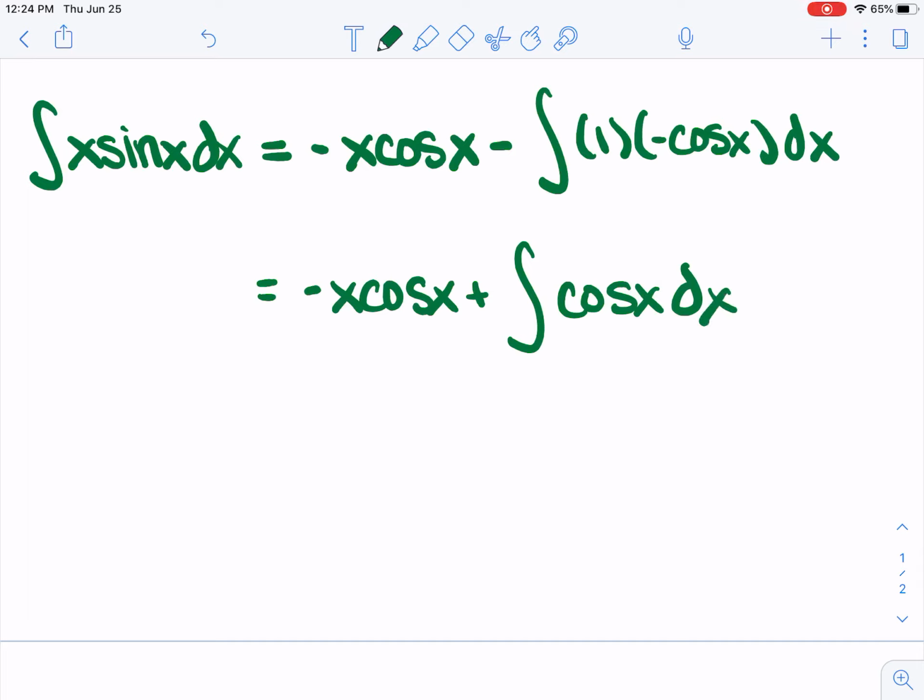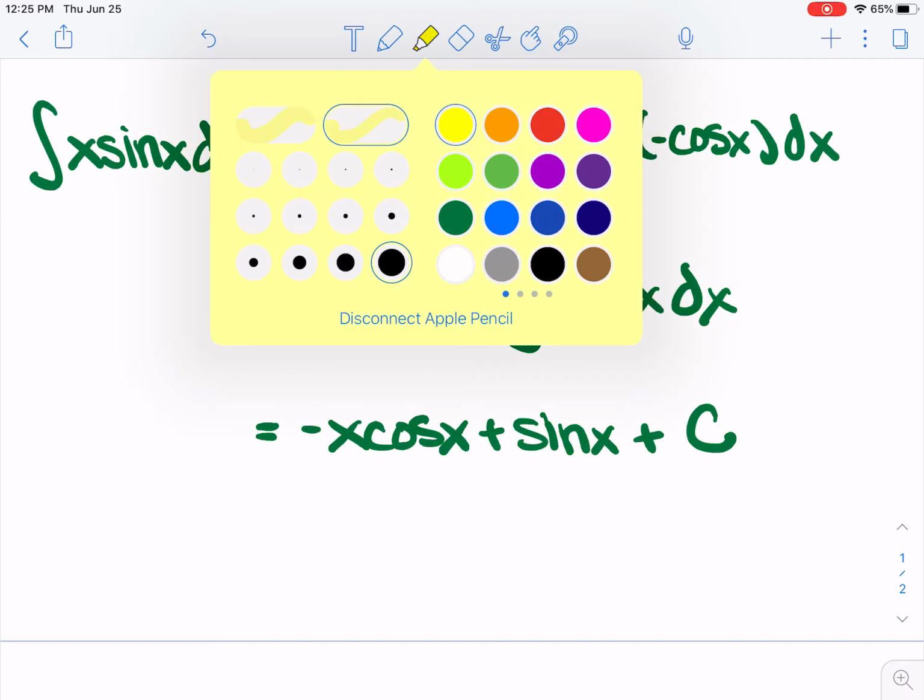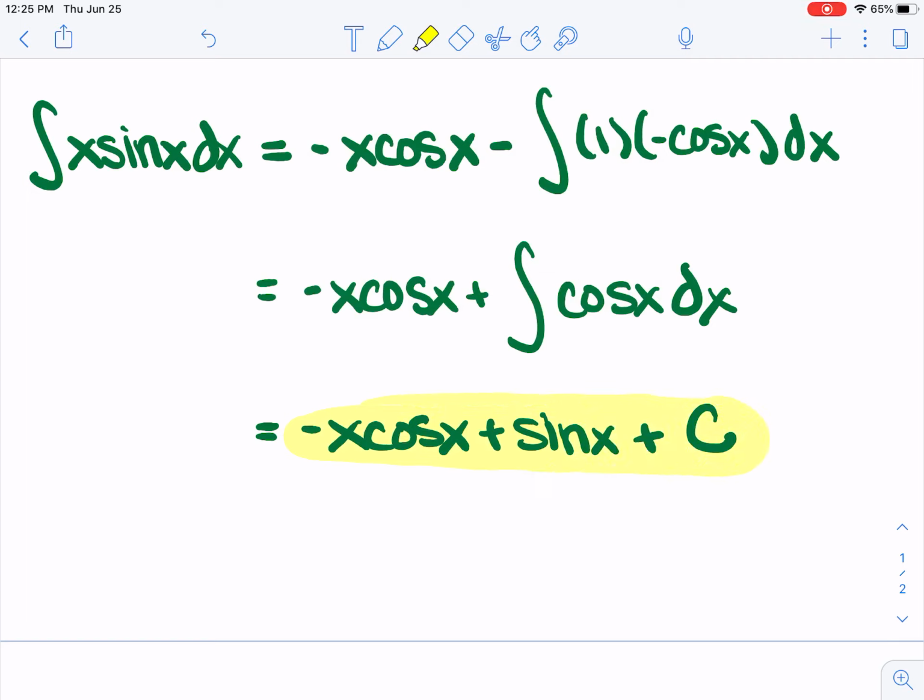Remember, the hope was that our new integral was easier than our original integral, and that is the case here because we know how to integrate cosine of x. So in the end, we do that integral, that antiderivative, and we get sine x plus constant of integration c, and we're done. That is the answer. That's the antiderivative that we were looking for through the integration by parts process.